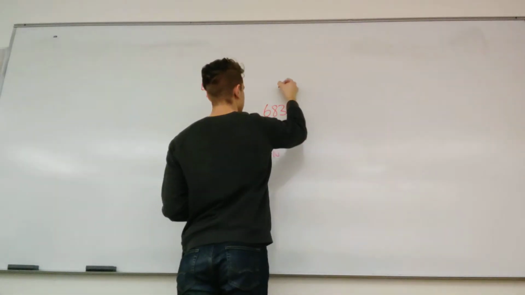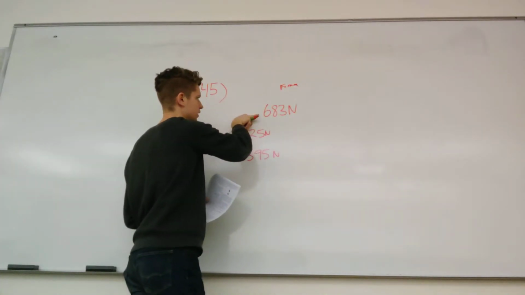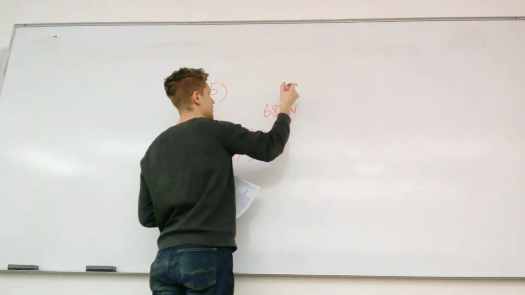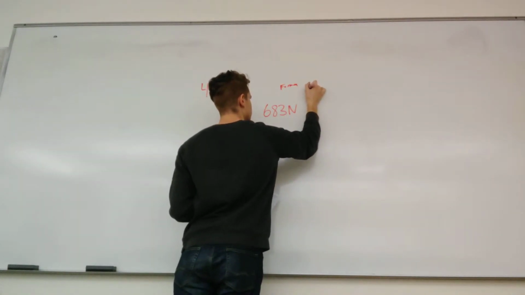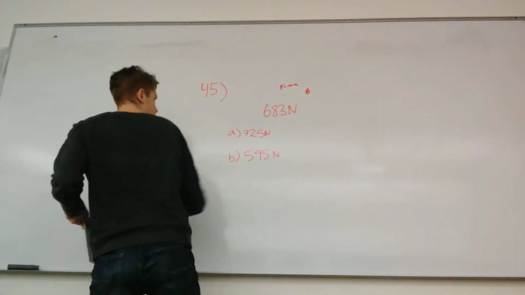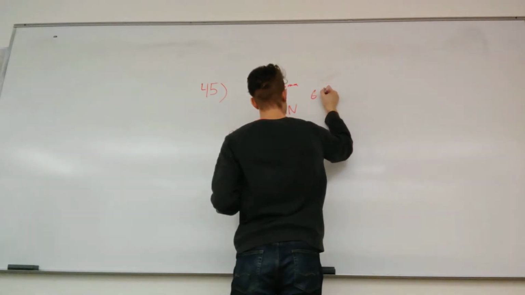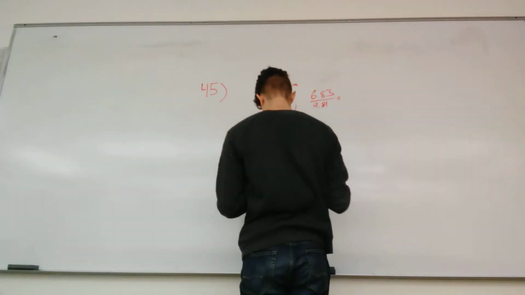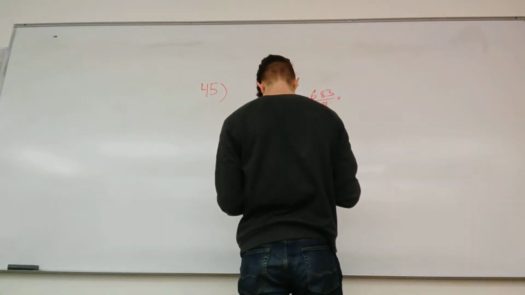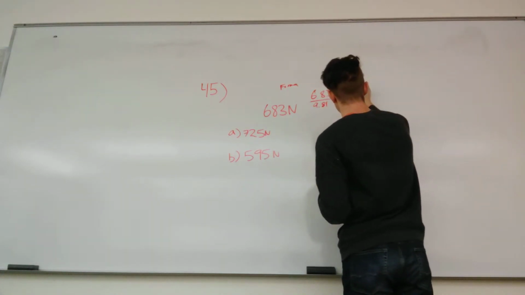To do that, you use force equals mass times acceleration. This is your weight, which is a force, so you divide that by the acceleration of Earth. You get 683 divided by 9.81, and that comes out to roughly 69.6 kilograms.